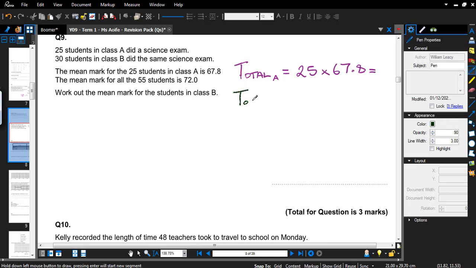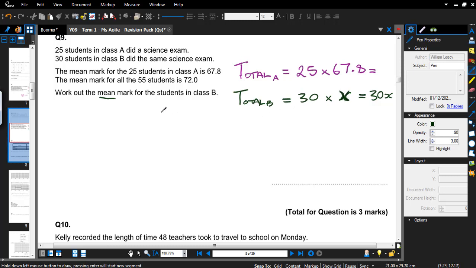And then for the next one, for class B, the total for B equals, we have 30 students, but we don't know what their average was, or their mean as they call it. So let's just call it 30 times x. What's that equal? 30x. I'd better put it like that, the nice stylized x.